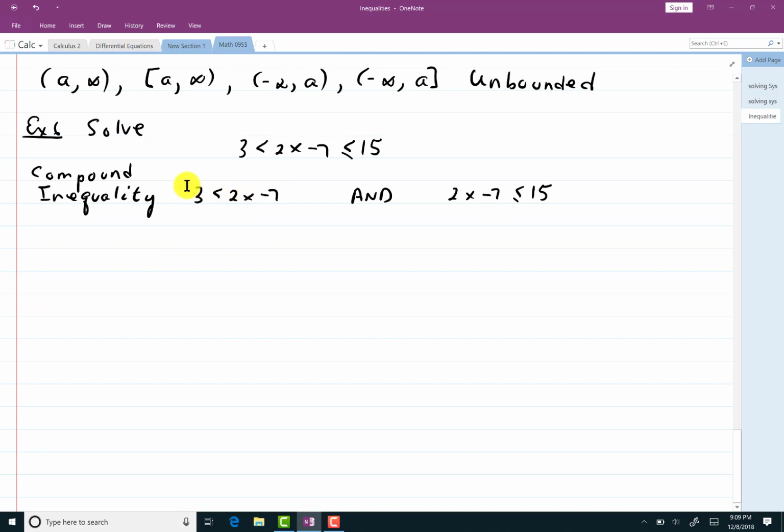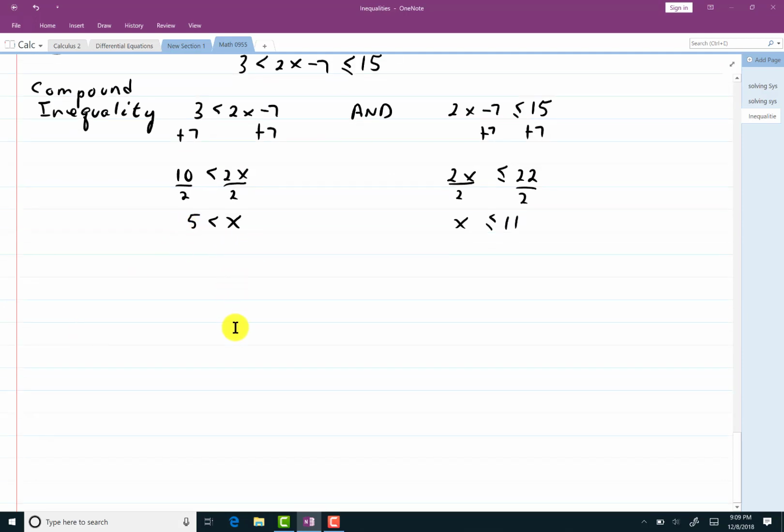So to solve this particular inequality here, I'll add 7 to both sides. And I get 10 is less than 2x. And then I'll divide by 2. And I'll get 5 is less than x. On the other hand, over here, I'm going to do exactly the same things to get x by itself. So I get 2x is less than or equal to 22. I'll divide by 2. And I'll get x is less than or equal to 11. So what you have now is what's called a bounded interval.